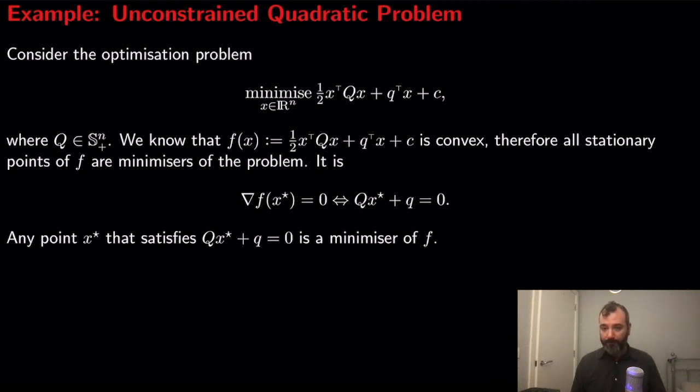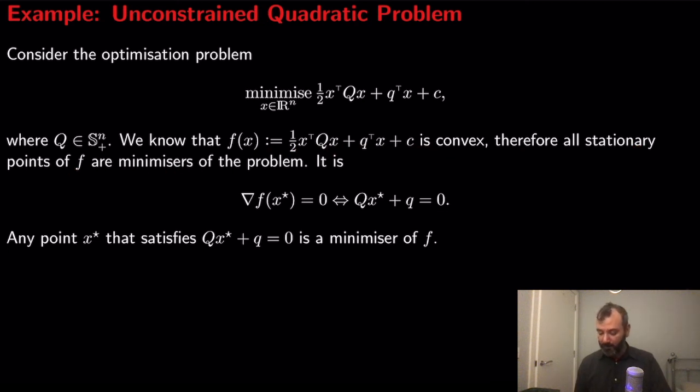This video ended up being slightly longer than I expected, but nevertheless I think it's worth concluding with an example. Take this minimization problem, our old friend the quadratic function. Suppose that Q is positive semi-definite, so that this is convex. This function here is convex, because we said that quadratic functions are convex if and only if Q is positive semi-definite. Therefore, all stationary points are minimizers.